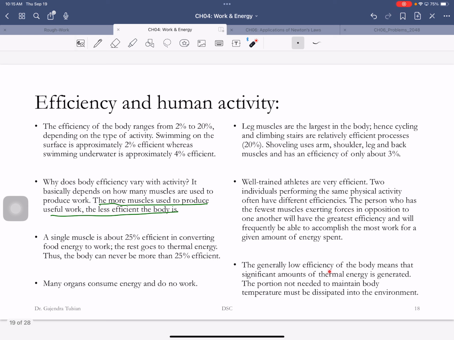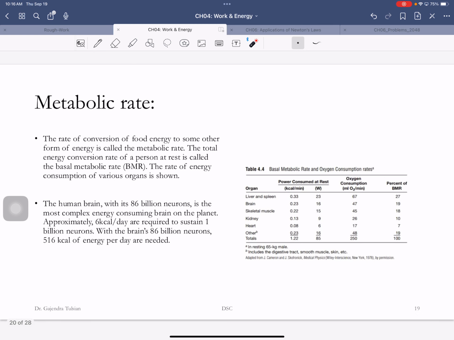So the generally low efficiency of the body means that significant amounts of heat are generated. The portion not needed to maintain body temperature must dissipate into the environment. Okay? We'll talk about this in one of the next chapters. The air conditioning here is removing heat that we are generating.